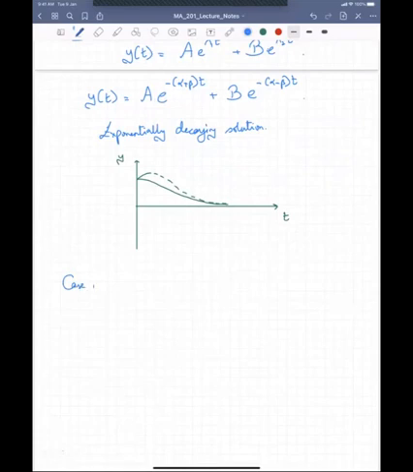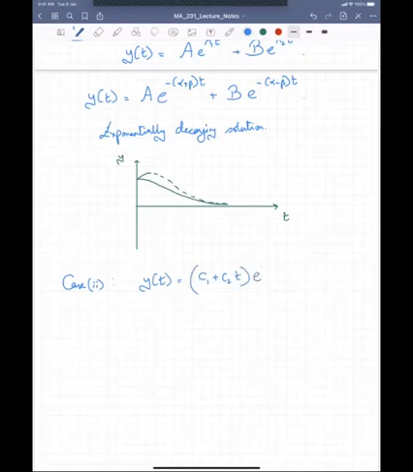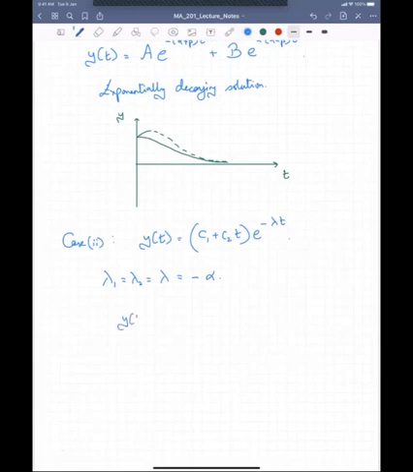Case 2 is critical damping. In this case, this general solution, as you by now should know, is C1 plus C2 times t e to the minus lambda t. What is lambda in this case? Remember, lambda 1 equals lambda 2 equals lambda, which is just equal to minus alpha. So y of t in this case is C1 plus C2 times t e to the minus alpha t.